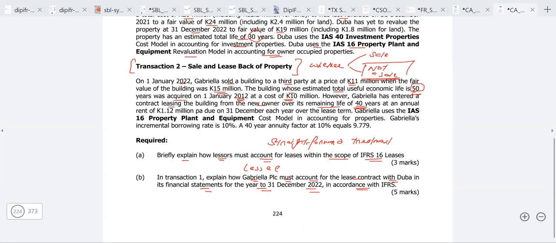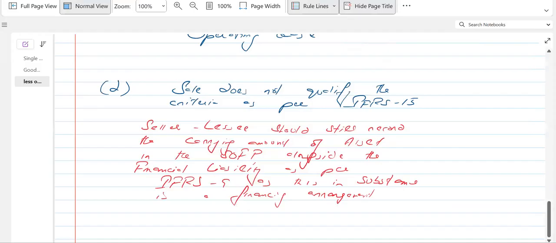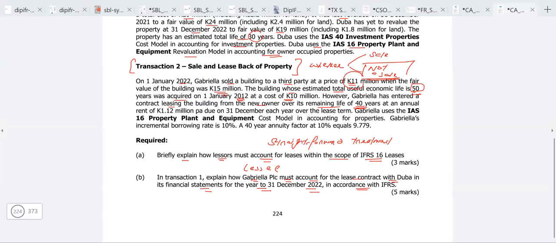Another indicator is that the fair value of the asset was 15 million. Why would they be selling the asset for 11 million? Obviously, no one is dumb enough that if the fair value is 15 million, they will sell the asset for 11 million. So this was another indicator. The 40-year annuity factor at 10% is 9.779. So what they need to do is record the working at amortized cost.